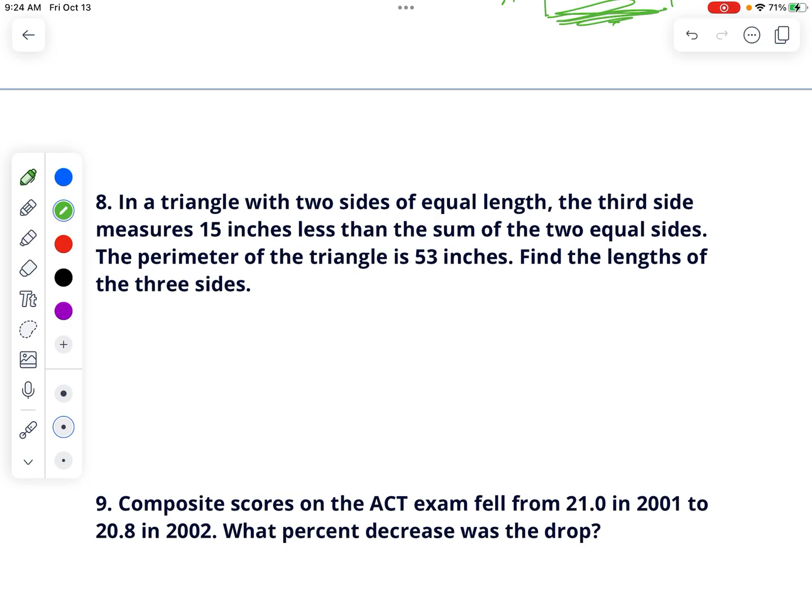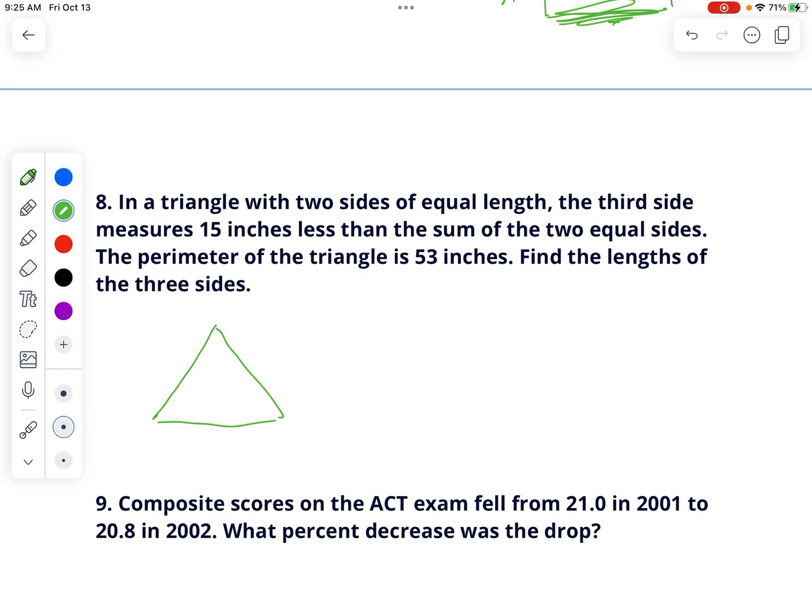All right, let's look at a couple others that we can use this. In a triangle with two sides of equal length, the third side measures 15 inches less than the sum of the two equal sides. The perimeter is 53 inches. Find the lengths of the three sides. Okay, so this is talking about perimeter and size of a triangle. I really need a picture of a triangle. Scale does not matter for it. We're looking more in perspective.